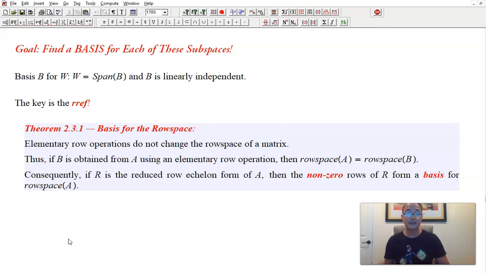So therefore, the spans are exactly the same. Now, how come the non-zero rows form a basis? Since the span of the rows of the REF is the same as the span of the rows of the original matrix, because the row spaces are the same, we have the spanning property. We're going to see in the example why we also have the linear independence property. It has to do with the positioning of the leading ones in the REF.